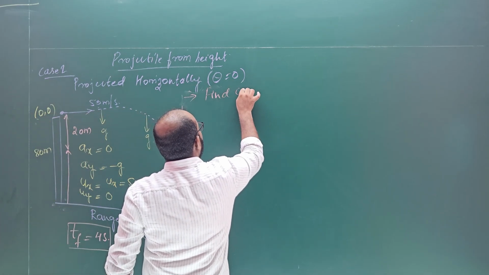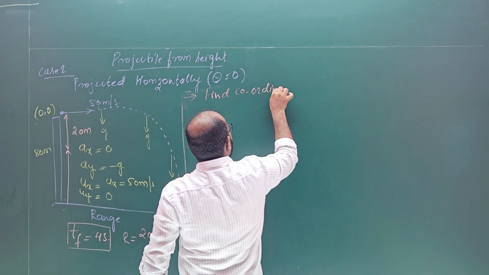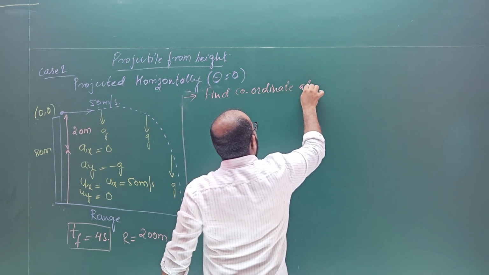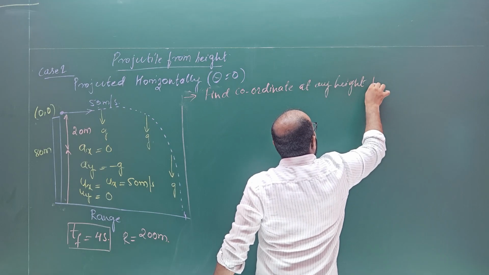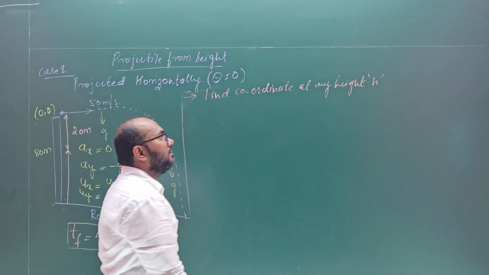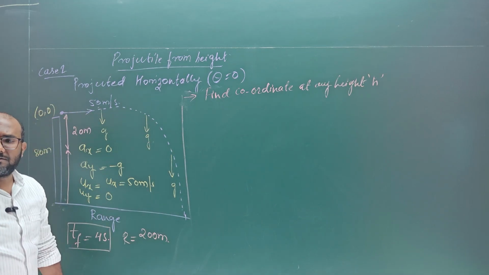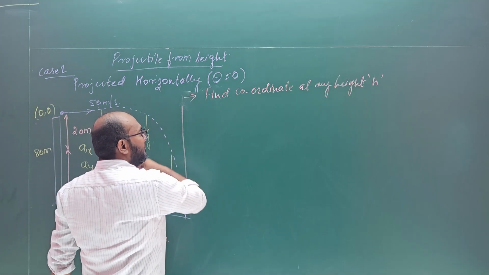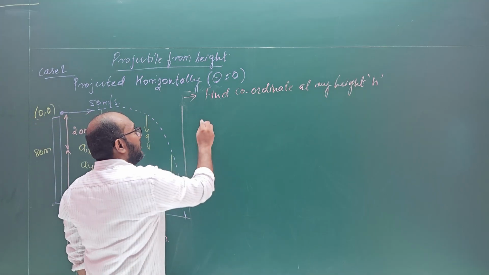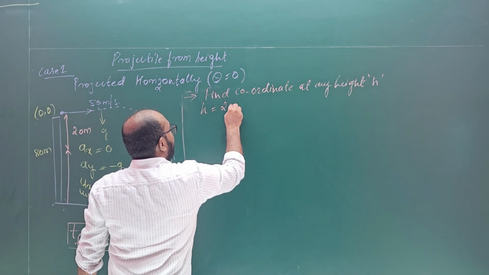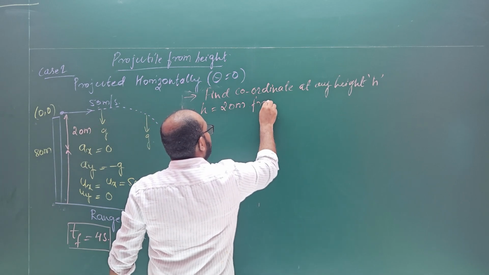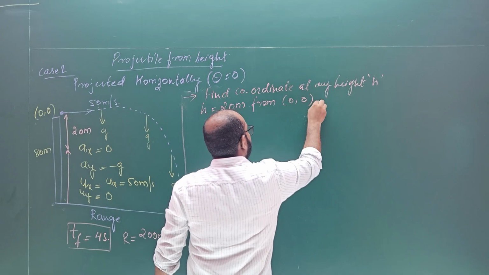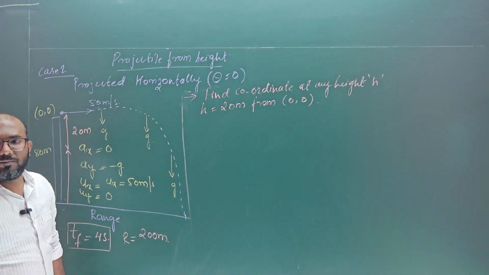Find the coordinate at any height h. Let's say the value is, take 20. Already we have calculated for 20 now. Okay, just say 20 meters from the origin. From what? From 0, 0. Finding the height from 0, 0.